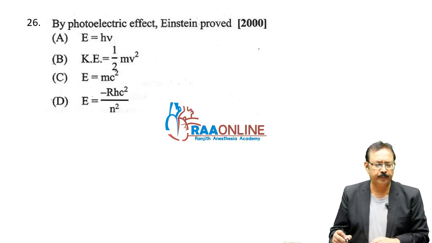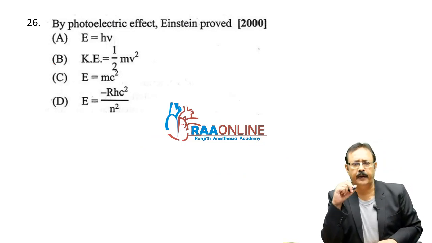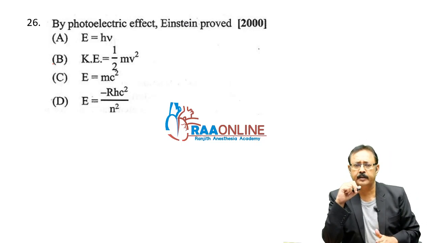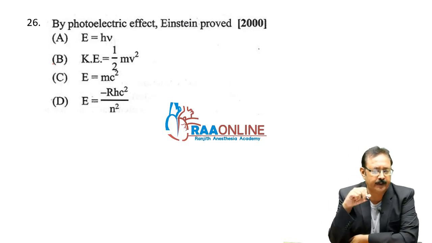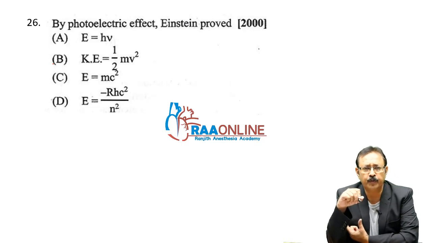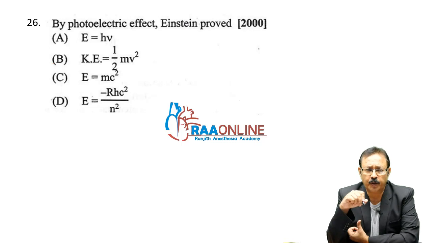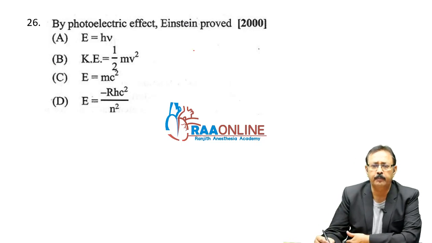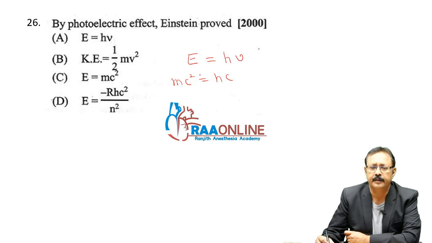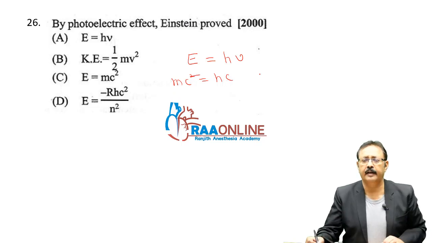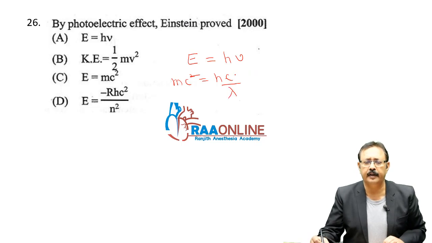Next, it is from 2000 AIPMT. By the photoelectric effect, Einstein proved that photons behave like particles, and the energy of a photon is given by h into nu. But another formula for energy is mc square. When he equated both, with nu meaning c by lambda, he got the momentum of the photon.